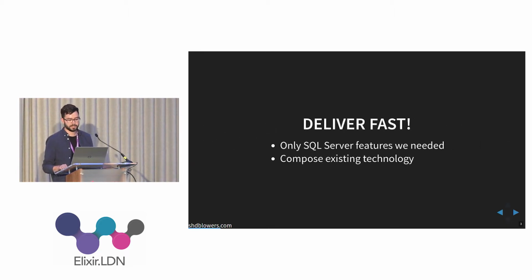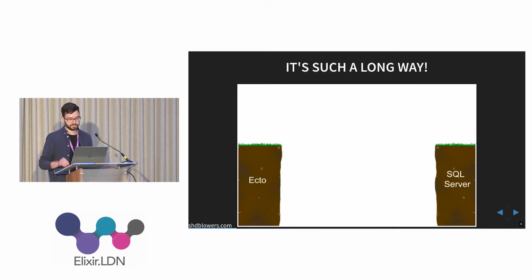I mentioned that we wanted to deliver this project fast, so we made two key decisions on how the project would unfold. Firstly, we would only support SQL Server features that we needed, and secondly, we would write as little code as possible, trying to compose existing technologies where we could. This is kind of how I visualized the problem we had.